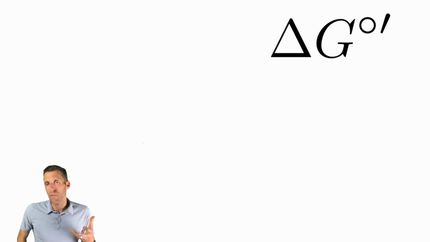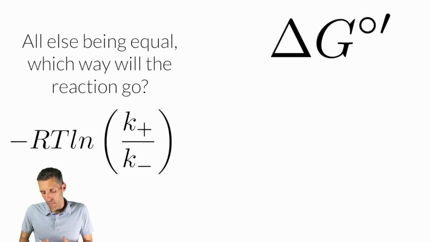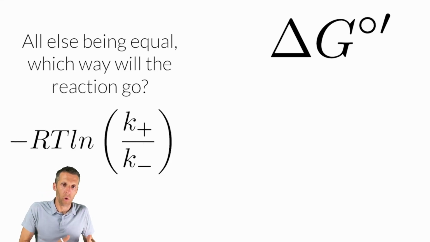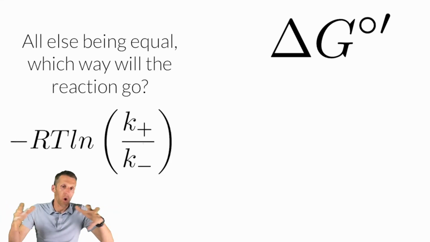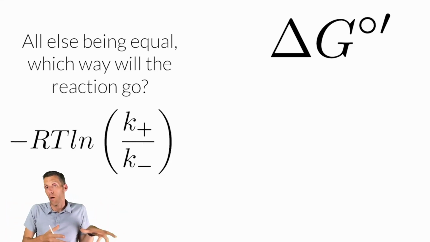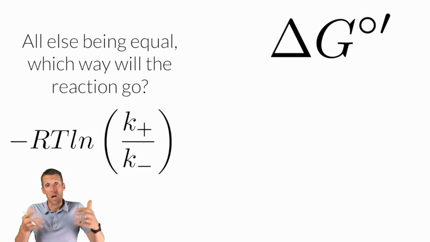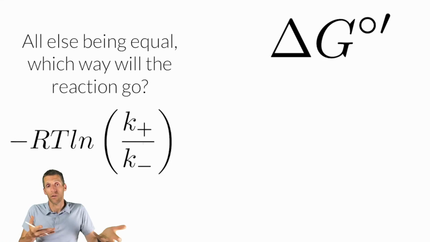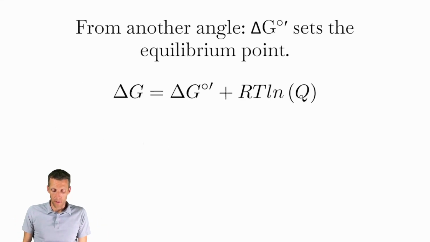So I'd like to think about what this means in two different ways. The first, as we've already said, is that delta G naught prime is a measure of, all else being equal, which way the reaction will go. If I put everybody at 1 molar product, 1 molar reactant, is it going to go forward or backwards? If the delta G naught prime is very negative, we favor forward. If the delta G naught prime is 0, the reaction doesn't actually care. Forward and reverse are equally favorable.